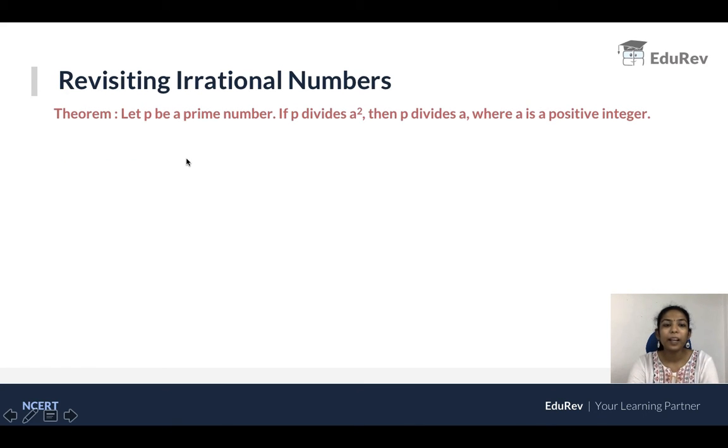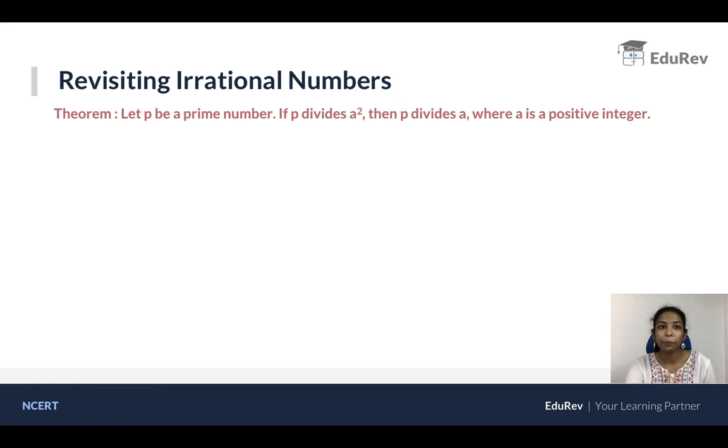First, look at the theorem. Let P be a prime number. If P divides A square, then P divides A, where A is a positive integer. So they are telling us P is a prime number, and if P divides A square, then we can come to a conclusion that P divides A, where A represents any positive integer.